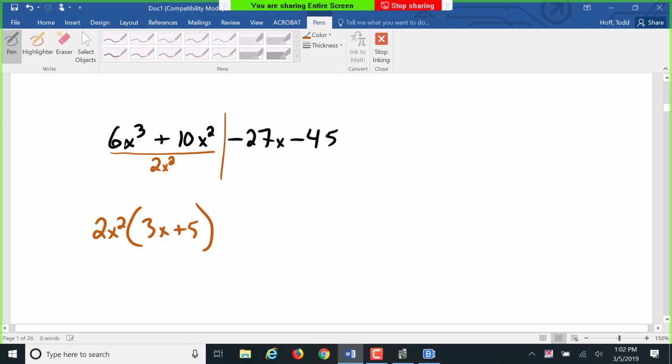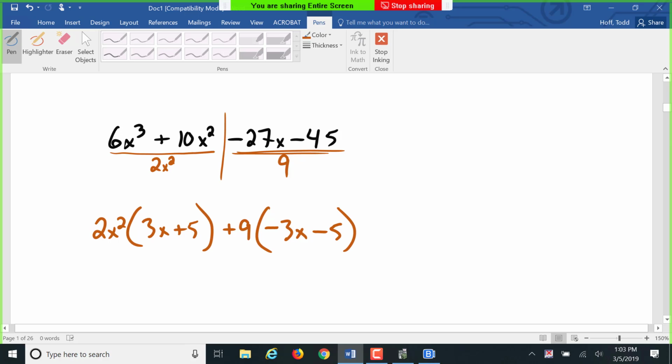3x plus 5. Good. Now over here, I've got 27x, negative 27x minus 45. I have a common factor there of 9. So if I divide out the 9, what do I get? Negative 27x divided by 9 is negative 3x. Negative 45 divided by 9 is negative 5.